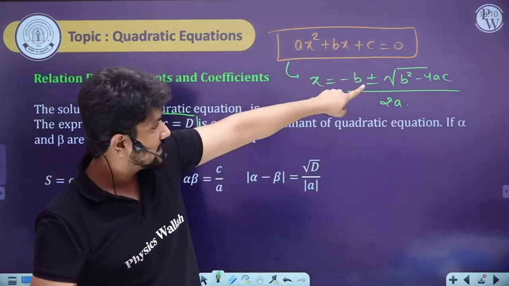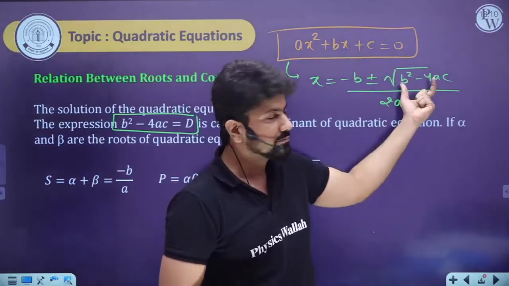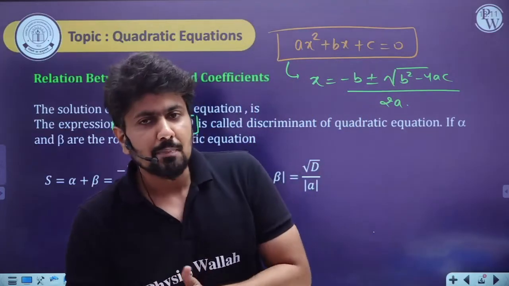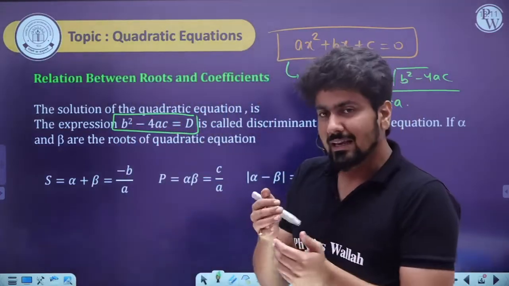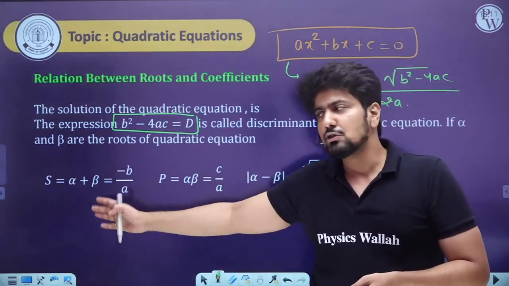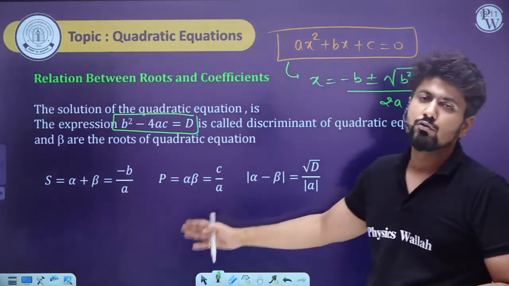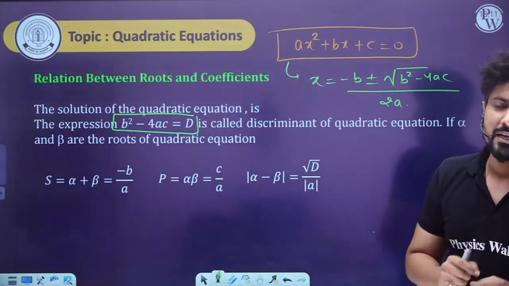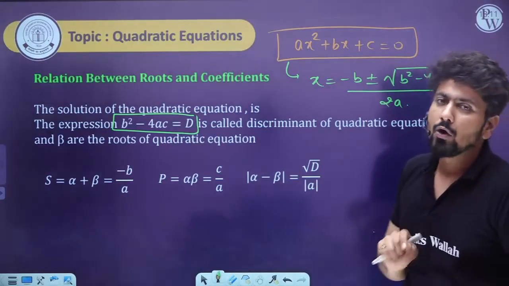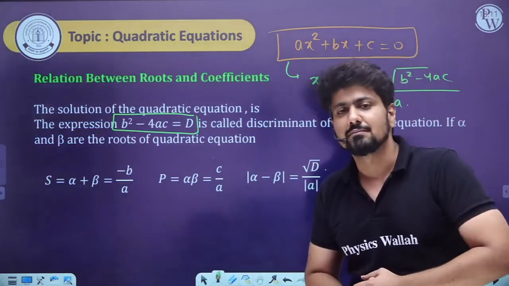There is plus, there is minus, so definitely there are going to be two roots depending upon the discriminant. We'll be discussing the nature of roots in a short while. But first of all we want to discuss the relation between the roots and coefficients. The sum of the roots of a quadratic, alpha plus beta, is equal to minus b by a. The product of roots, alpha into beta, is equal to c by a, and the difference of the roots is under root of D by modulus of a, where D is b square minus 4ac, the discriminant.